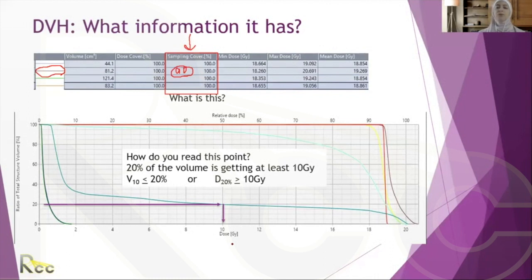So the physicists have to know the technical issues of their planning system. When you see something that doesn't look normal, or you have some sort of exclamation mark, you should be able to know what this is. Sorry, I will make another comment.